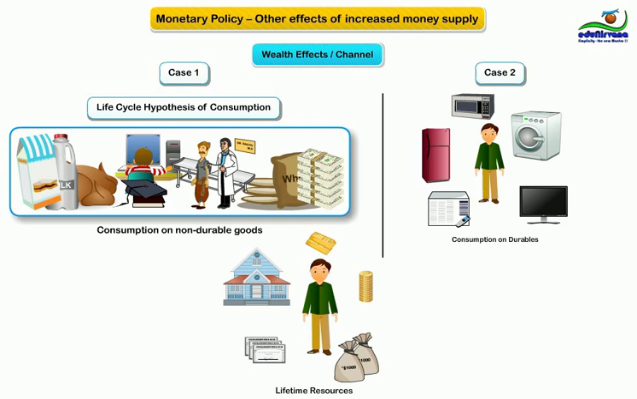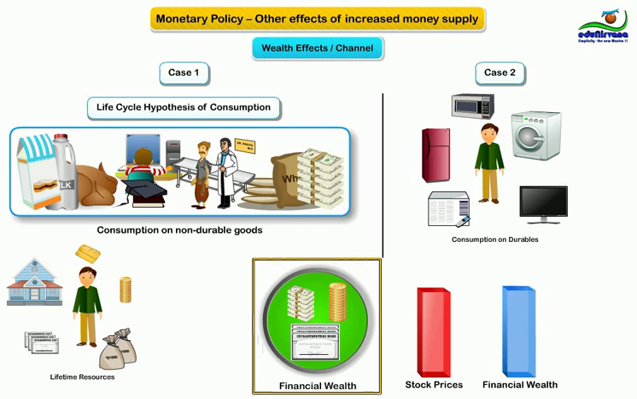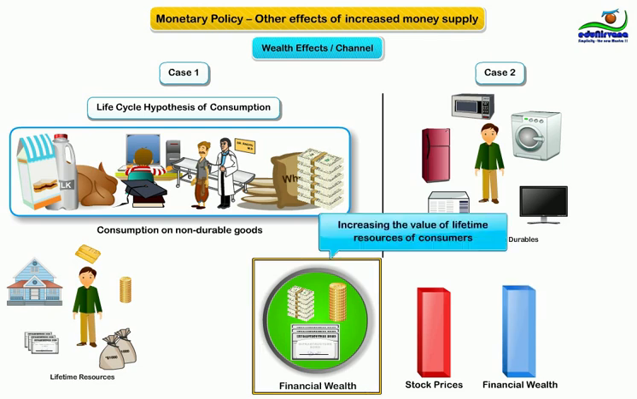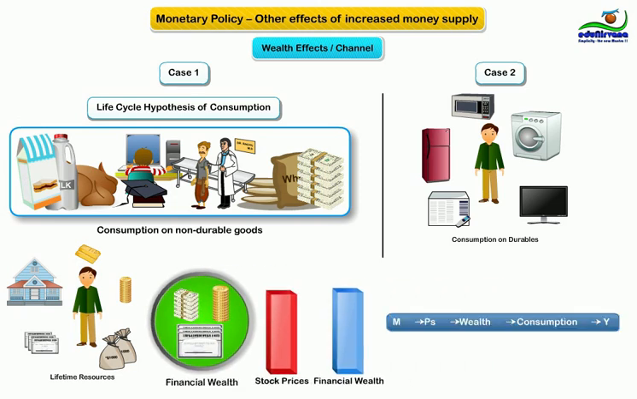An important component of consumers' lifetime resources is their financial wealth, a major component of which is common stocks. When stock prices rise, the value of financial wealth increases, thereby increasing the lifetime resources of consumers, and consumption should rise. Considering that, as we have seen, expansionary monetary policy can lead to a rise in stock prices, we now have another monetary transmission mechanism. As money supply increases, the price of stocks increases, which increases wealth, and as a result, consumption and aggregate output increase.